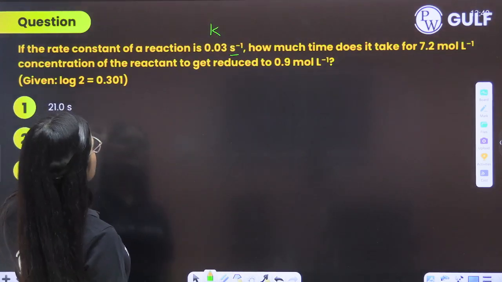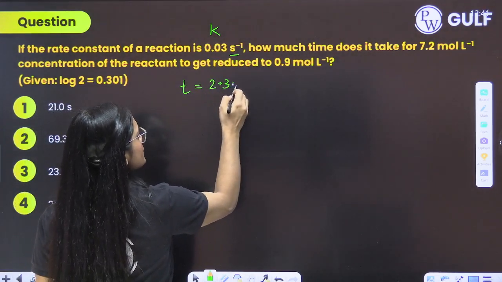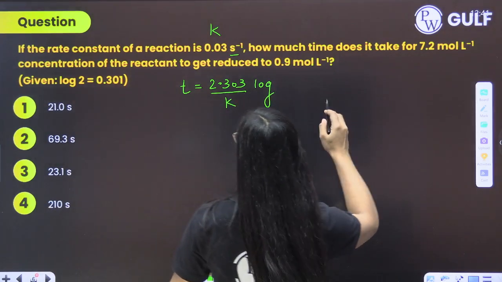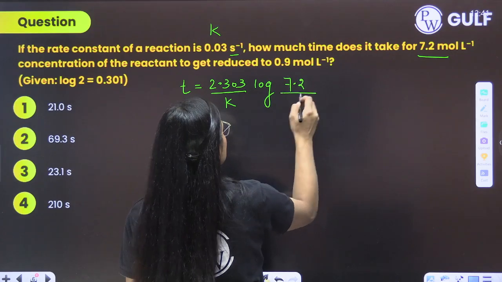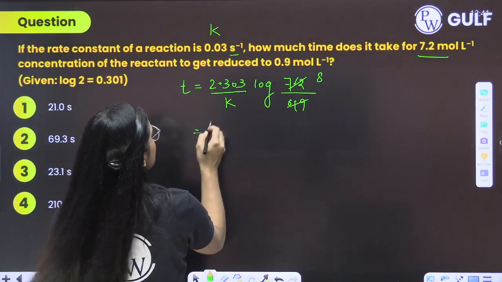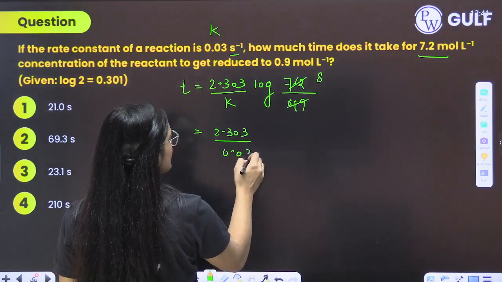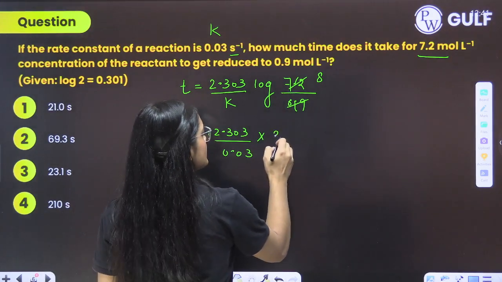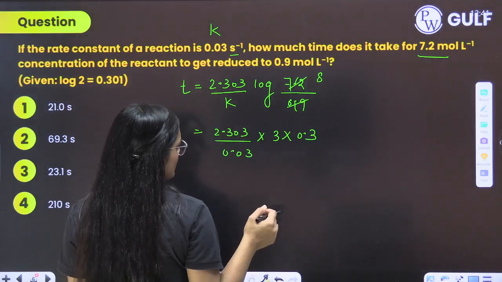You have to find out the time. So, for a first order reaction, you know the formula. t is equal to 2.303 by K log of initial upon final. Beta, initial concentration here is 7.2, 7.2 divided by 0.9, so 8, and K value is 0.03, so 2.303 upon 0.03, and we can write log 8 as log 2 cube, which we will write as 3 into log 2, and log 2 is 0.3, which they have given in the question as well.